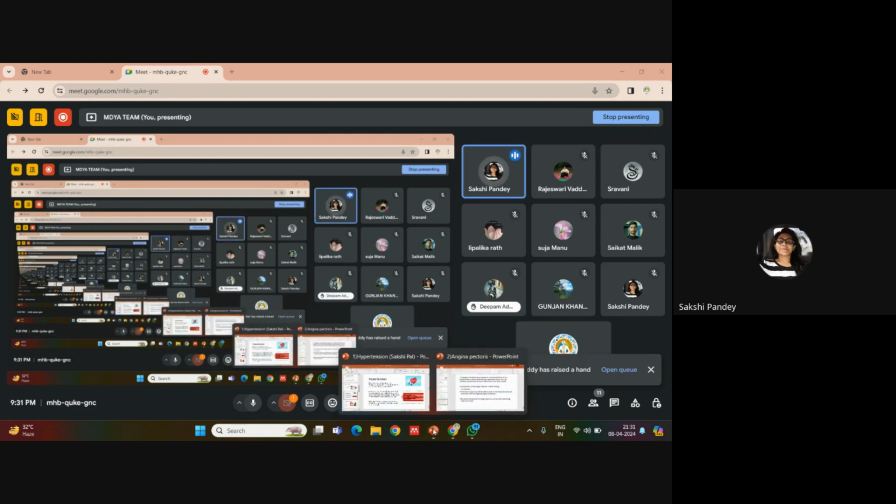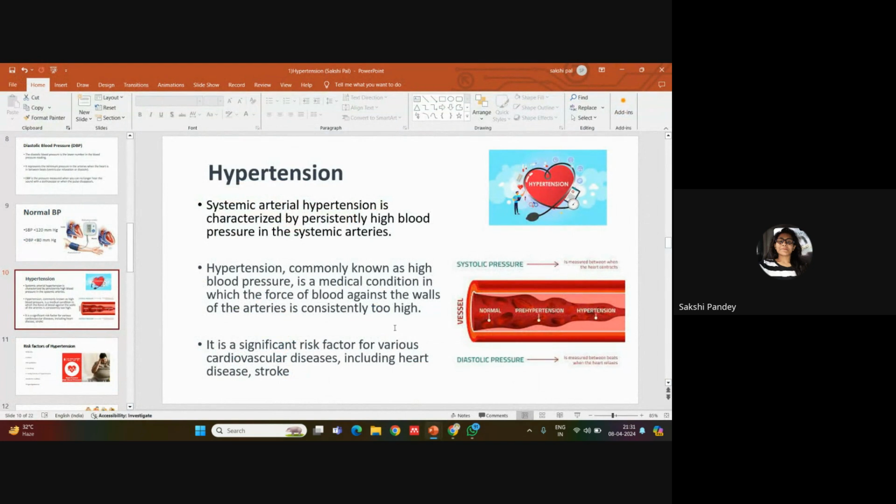Ma'am, what you were asking now: from the right ventricle, where does the blood go? It goes to the pulmonary valve. I am not understanding, like which part of the body does it go to? It goes to the lungs.